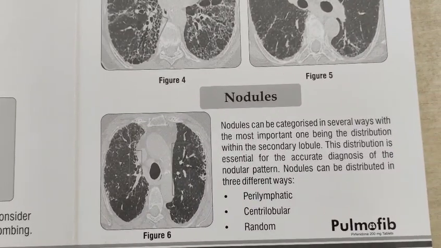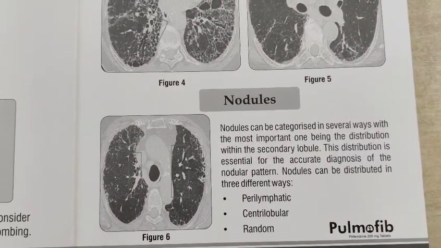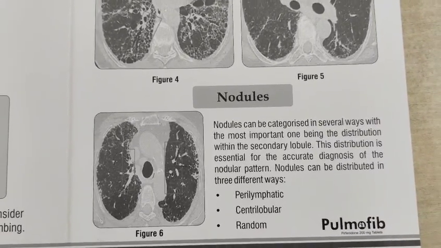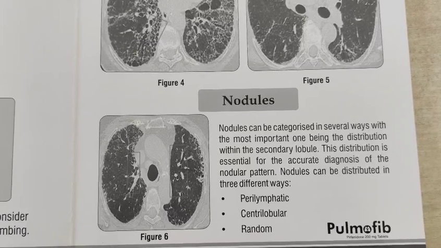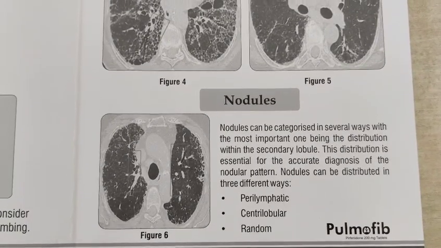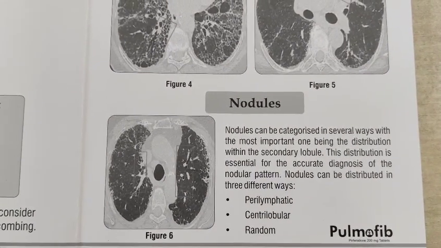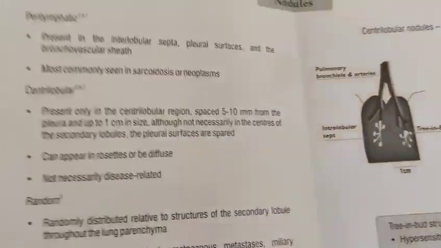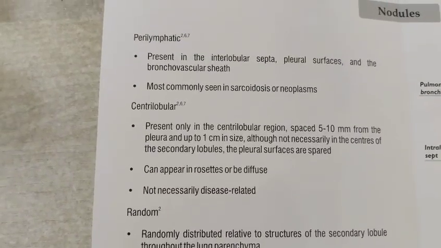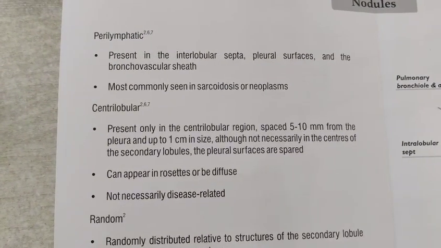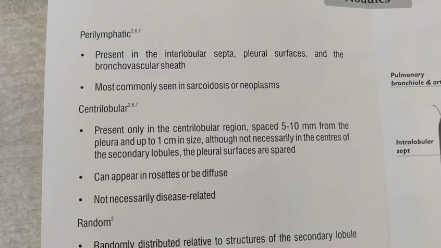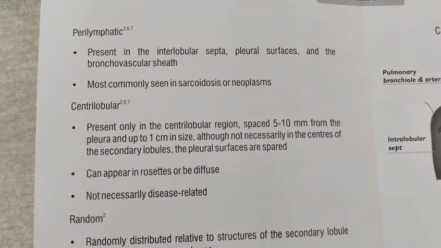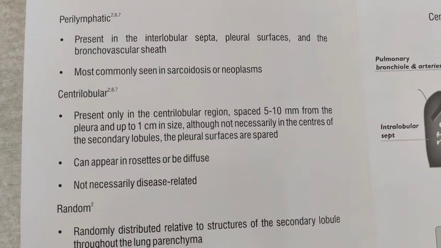Nodules. Nodules can be categorized in several ways, with the most important one being the distribution within the secondary pulmonary lobule. The distribution is essential for the accurate diagnosis of the nodular pattern. Nodules can be distributed in a perilymphatic, centrilobular or random way. Perilymphatic distribution: they are present in the interlobular septa, pleural spaces and the bronchovascular sheath. Most commonly, perilymphatic nodules are seen in sarcoidosis and malignancies.